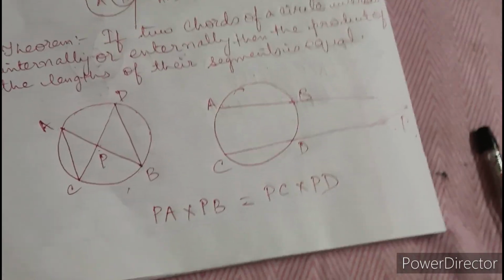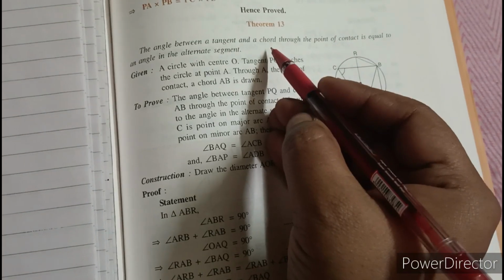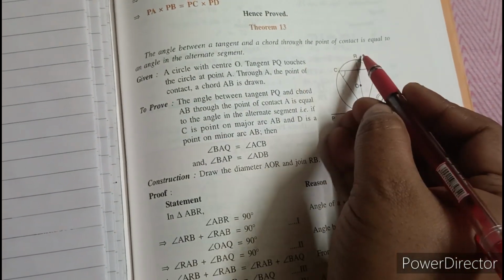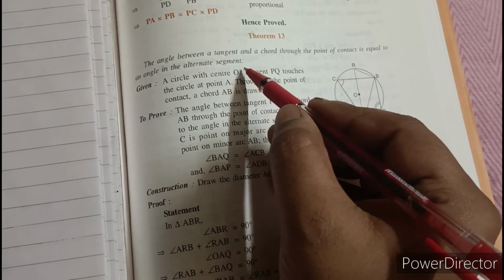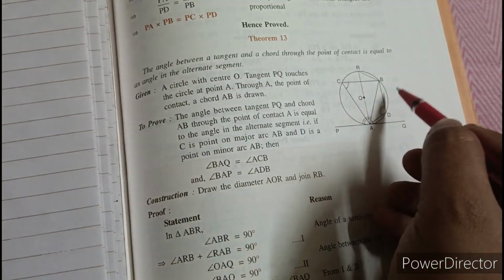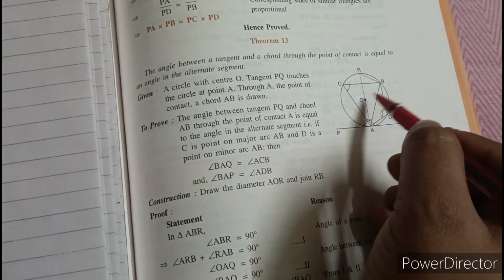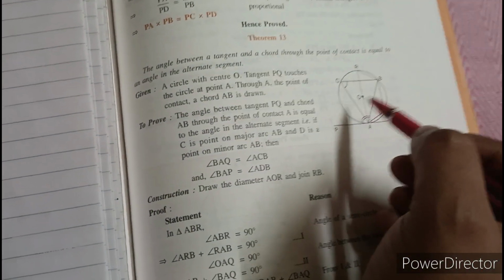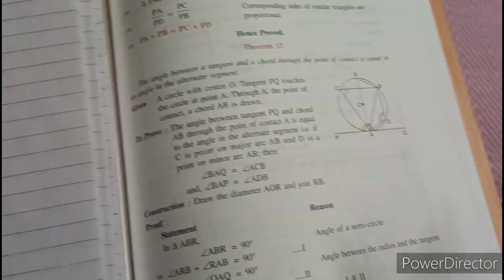This is one theorem. Another theorem is there: the angle between a tangent and a chord through the point of contact is equal to an angle in the alternate segment. Now this diagram is very complicated, and also the theorem. If you don't understand the diagram, you won't be able to solve the sums. When you see this kind of diagram, first you need to understand the diagram.